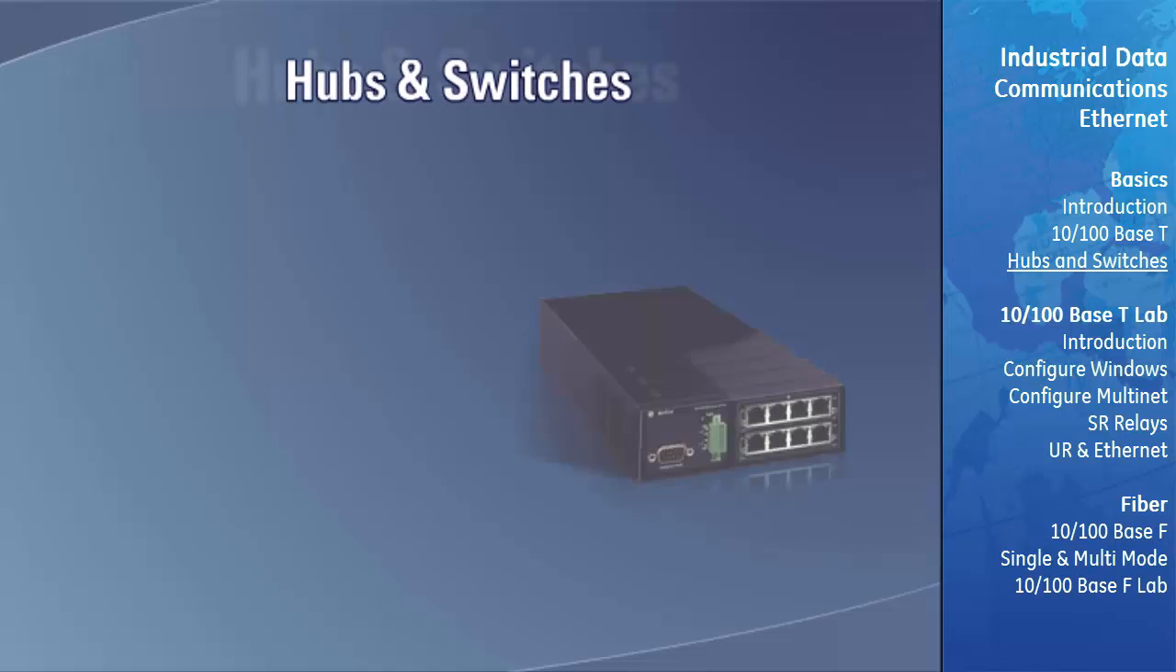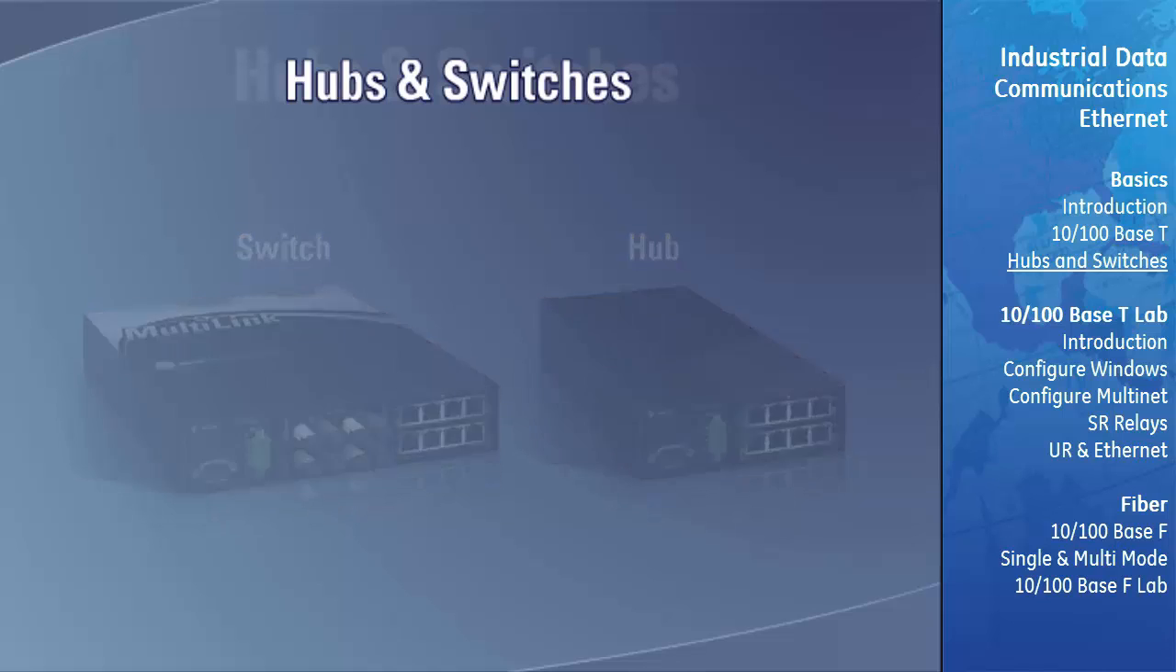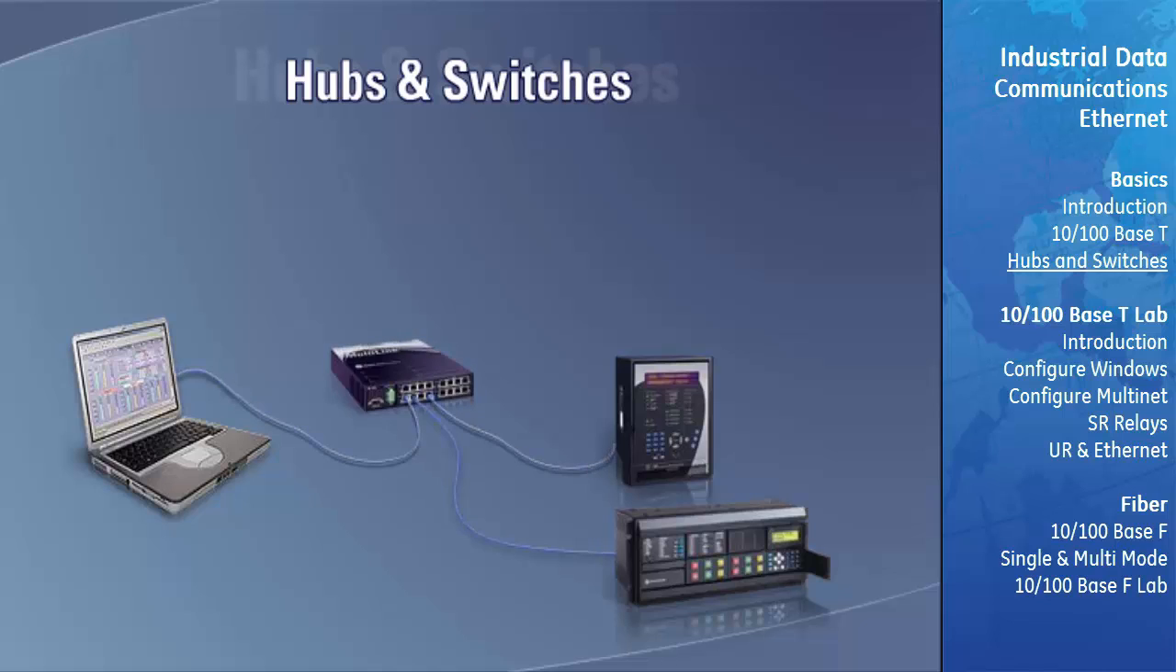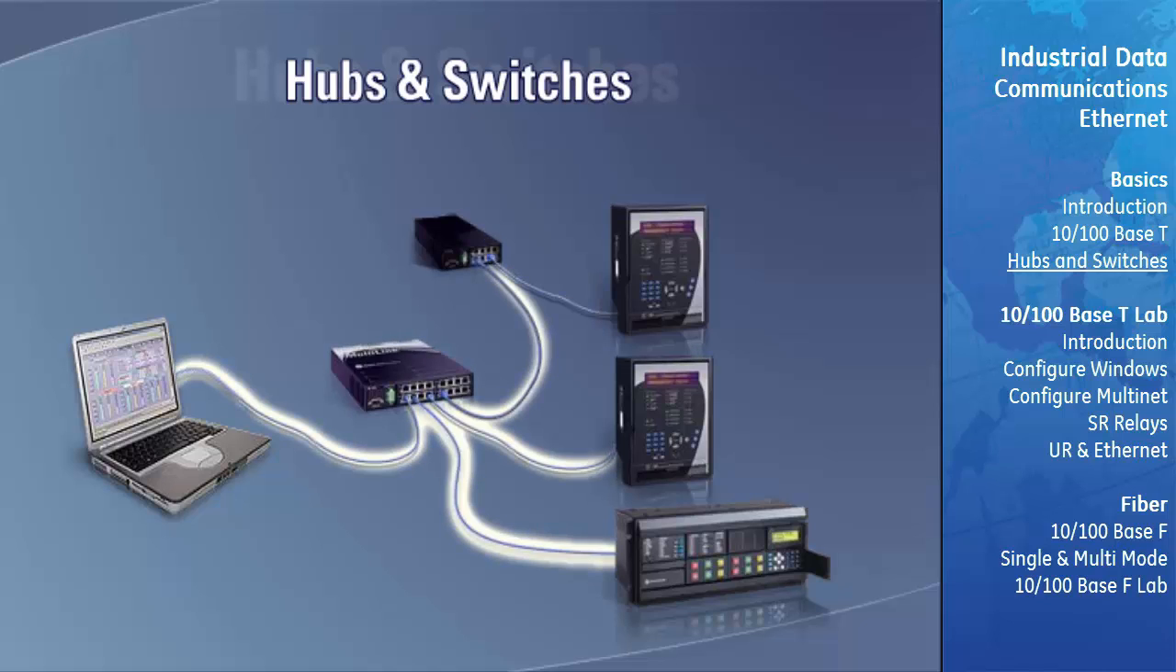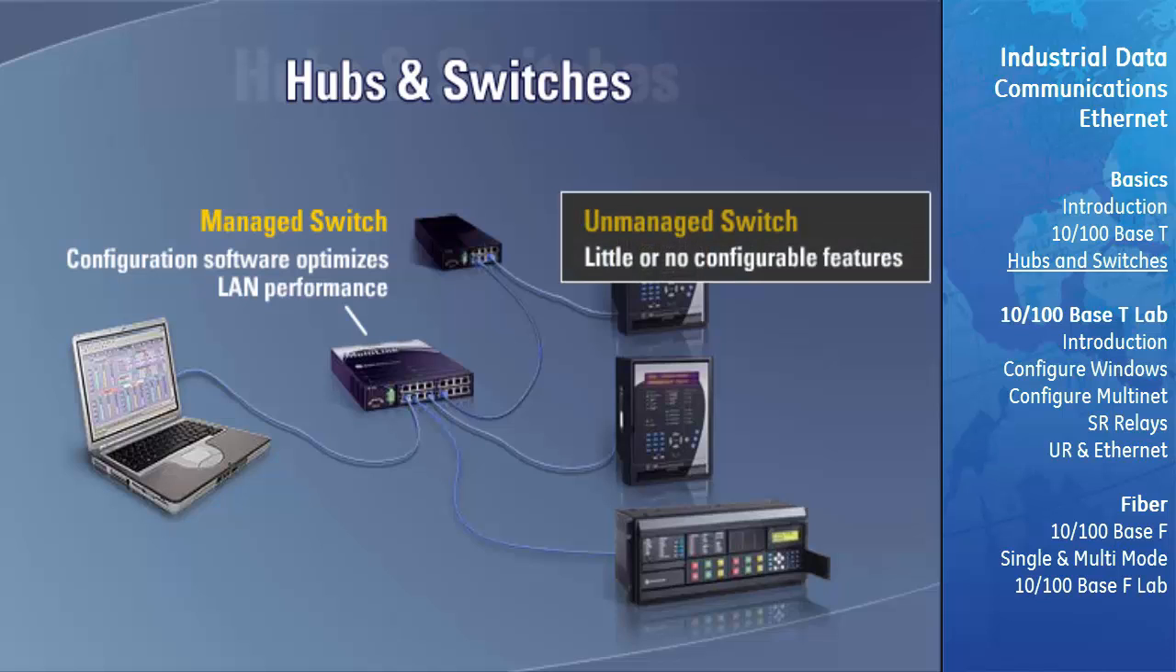2 of the major Ethernet network components are hubs and switches. You can think of either a hub or a switch as a big data manifold with connections for devices and other switches or hubs to exchange data. This means the data can flow to any device connected to the switch. Hubs and switches are microprocessor-based, and so many switches have configuration software to optimize the LAN's performance. These types of switches are called managed switches. Other switches have default configurations with little or no configurable features, which are called unmanaged switches.